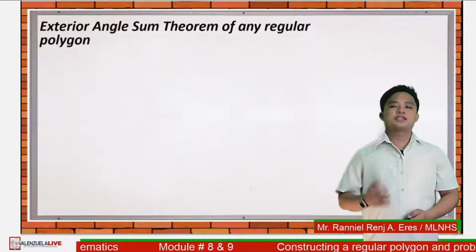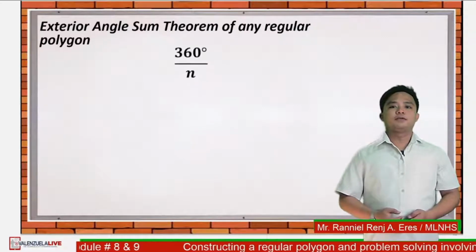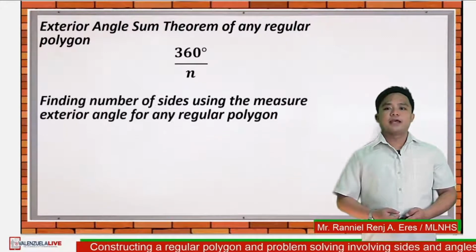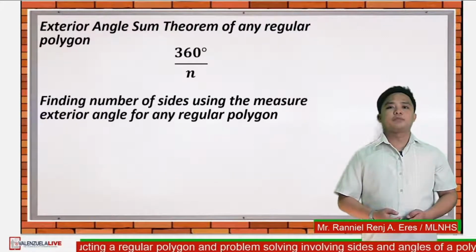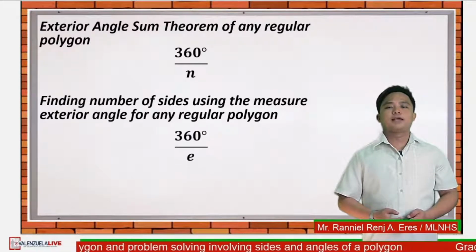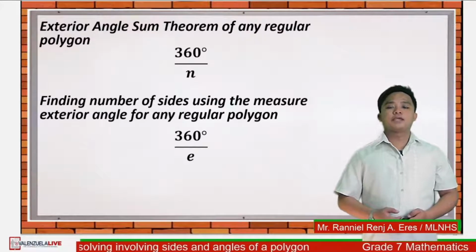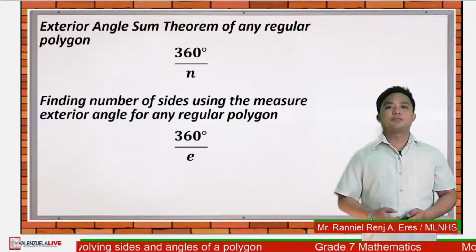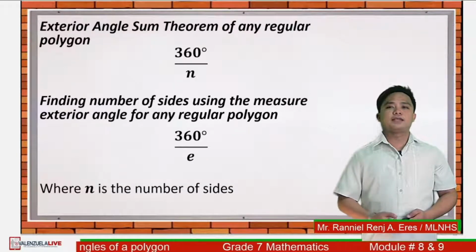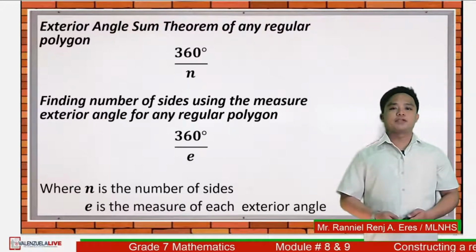Okay, so this is the third formula, the exterior angle sum theorem of any regular polygon, wherein it is 360 degrees all over n, and it is used when we are looking for the measurement of each exterior angle. And the fourth formula is for looking for the number of sides a polygon has using the measurement of exterior angle. Again, n is the number of sides and E is the measurement of each exterior angle.